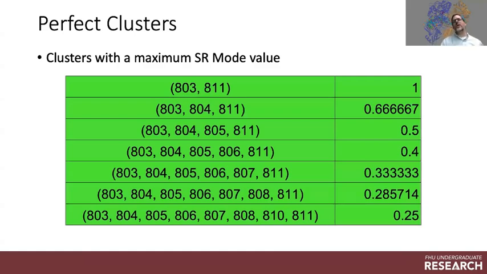So here's an example, by the way, of the progression of perfect clusters. These are maximum SR mode values. At a 2-position cluster, you can have a max of 1, then 0.67, 0.5, and so forth. And so you can kind of see where the maximum SR modes would be for each of those levels.